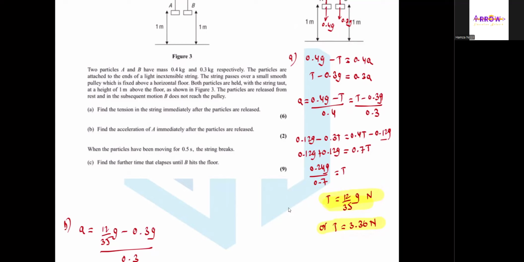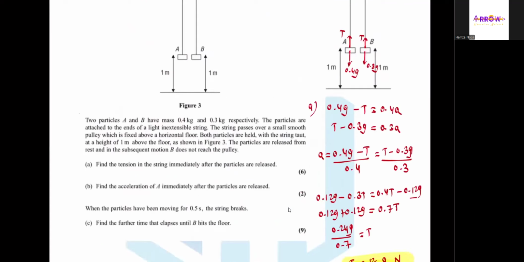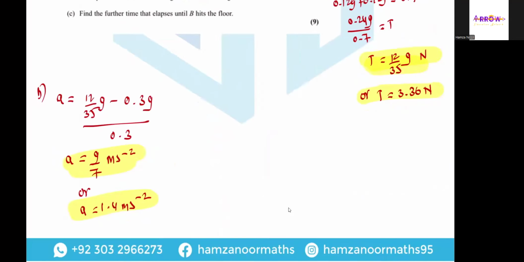Even if it's not required in terms of g, it's good to use it in terms of g first, and then you can write your value correct to three significant figures. In part B, it is asked to find the acceleration of the particle A immediately after the particles are released, because we need to find the acceleration of the system, by which the particles are moving.